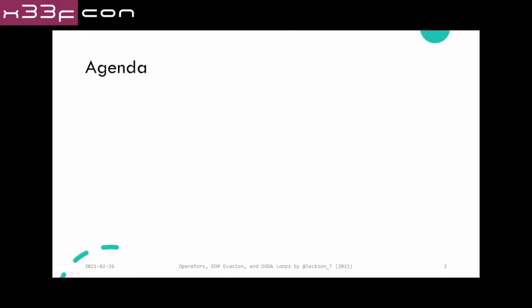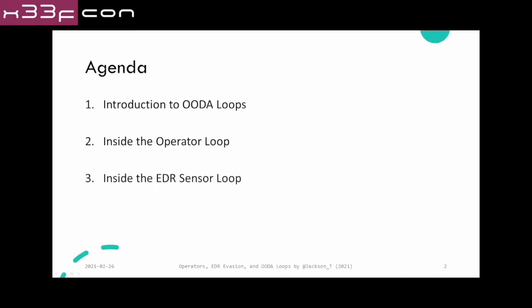So on the side you can see the agenda. I'll go over OODA loops for those that aren't familiar with them, as well as my interpretation of how that applies to operators. Then we'll go over how to leverage that same decision-making process we use as operators to understand how EDR sensors work and how to circumvent them. And lastly, I'll sum it up with some takeaways and things that you can consider as you're in the process of evading EDRs.